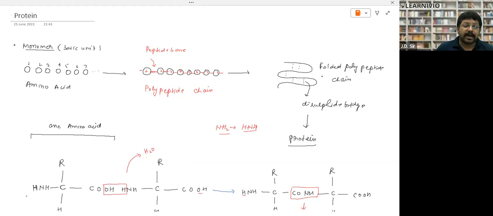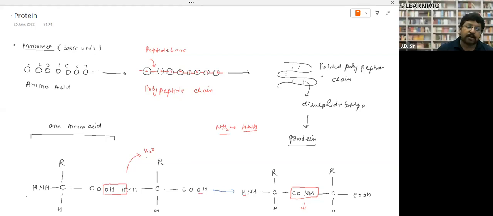One amino acid combined with another amino acid, right? The bond between two amino acids is known as a peptide bond. So we can say that protein monomers remain connected with each other with the help of peptide bonds, and they make a long chain. When the monomers of protein make a long chain, this long chain is called a polypeptide chain.